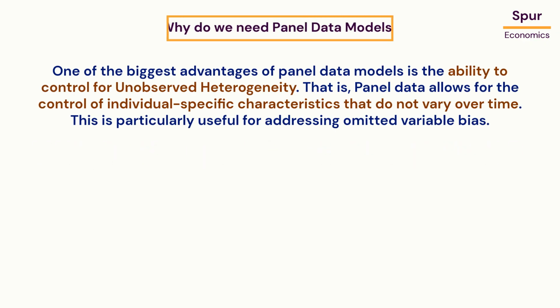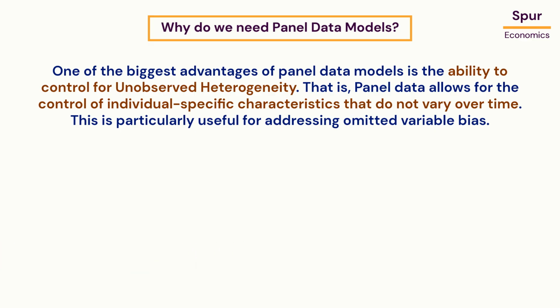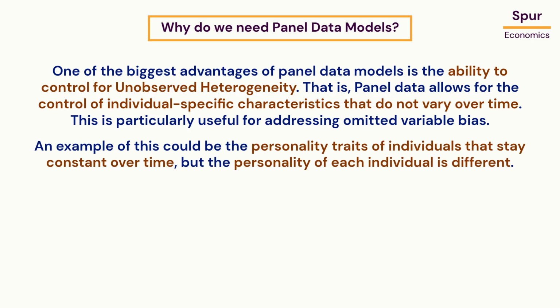One of the biggest advantages of panel data models is the ability to control for unobserved heterogeneity. That is, panel data allows for the control of individual-specific characteristics that do not vary over time. This is particularly useful for addressing omitted variable bias. An example of this could be the personality traits of individuals that stay constant over time, but the personality of each individual is different.